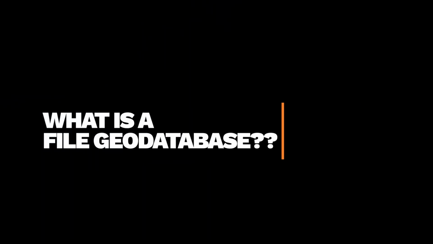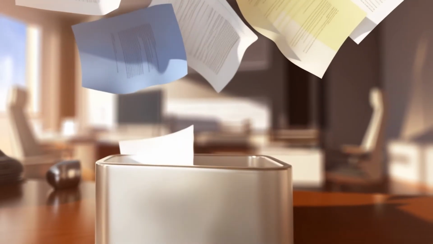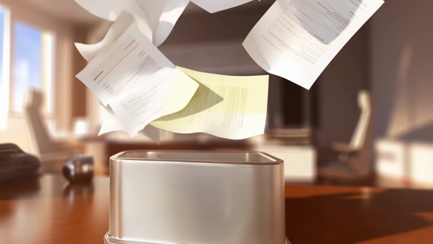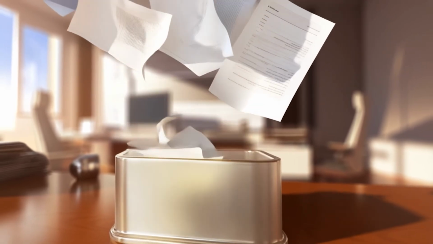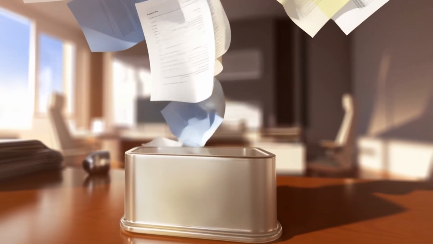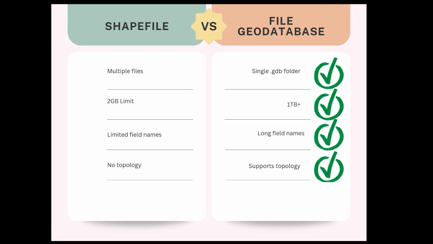Okay guys, so let's get started. So what is a File Geodatabase? A File Geodatabase is ESRI's native data storage format in ArcGIS Pro. It stores spatial data, tables, relationships, topology, domains, all inside a single structure container. And here are some side-by-side comparisons of a shapefile versus a File Geodatabase.